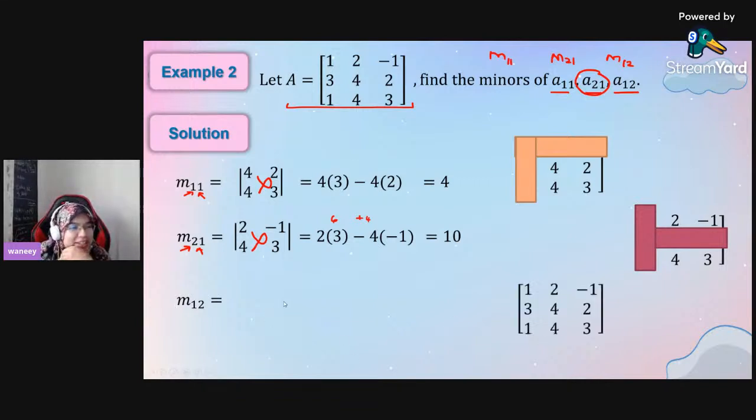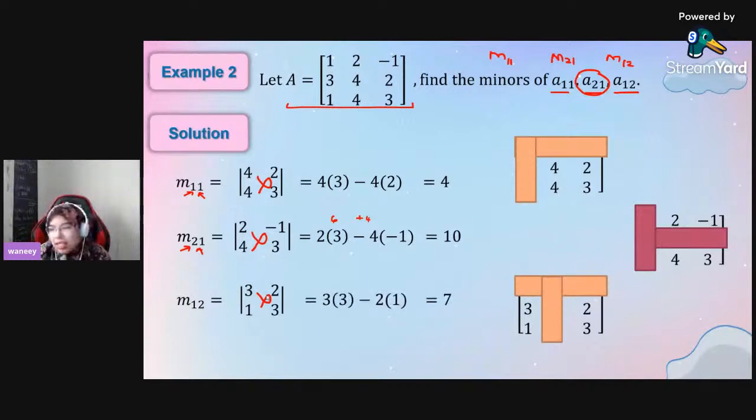Okay, next. Right, so deleting first row, second column. So 3, 2, 1, 3. So you're going to take AD minus BC. So it will be 3 times 3, and then minus 2 times 1. So 9 minus 2 which is exactly equal to 7.